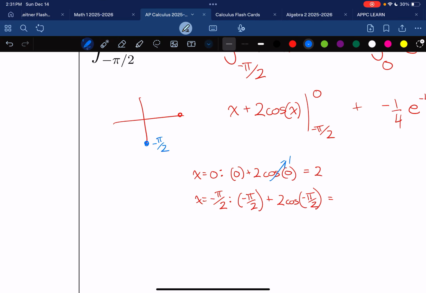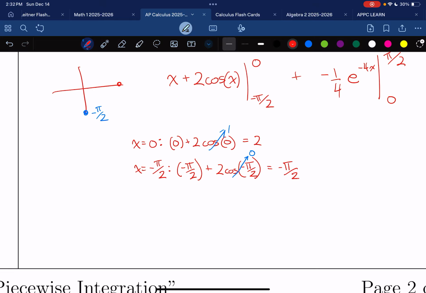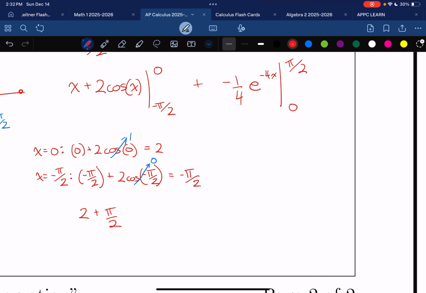And then from there, I can say cosine is how much left and right you're moving, and you're not moving left, nor are you moving right. Therefore, this whole thing turns into a 0, which is nice because I was worried about that yucky value. 0 times 2 is 0, and therefore I only have to worry about the negative pi over 2. Nice. And again, you're going to do this minus this value. Double negative means it's plus, so I really have a total area of 2 plus pi over 2 for my left piece.